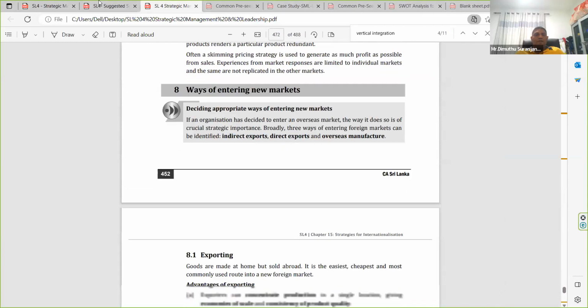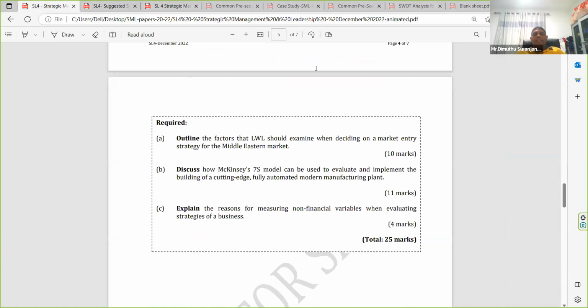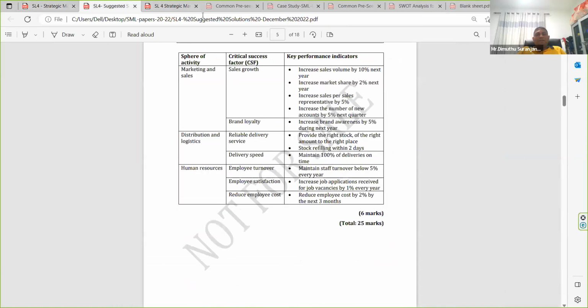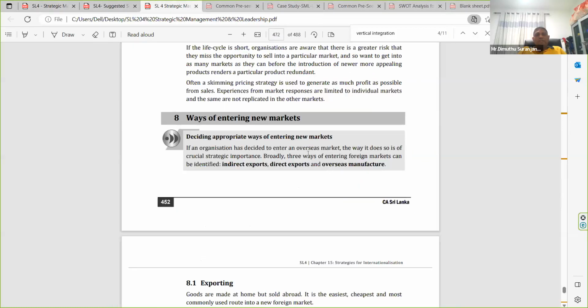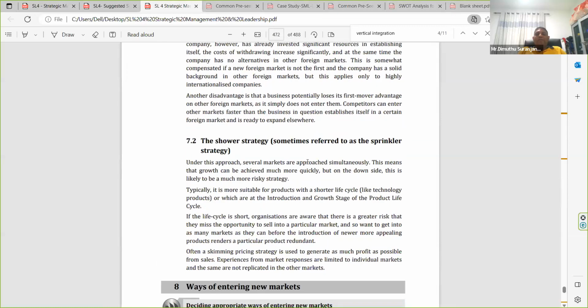Ways of entering new market. Is that the area he's focusing? Market entry strategy, no? Market entry strategy. The international topic is very tricky. Make a hurry internationalization topic. Why I'm saying like that, there are different areas. So you should know what is the requirement here.